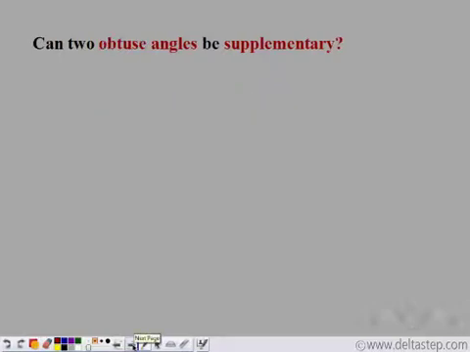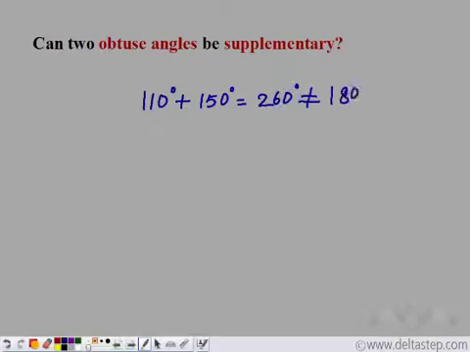Can two obtuse angles be supplementary? Again, let's take some values. We take 110 and 150. Their sum is 260 degrees, which is not equal to 180 degrees. So these obtuse angles are not supplementary.